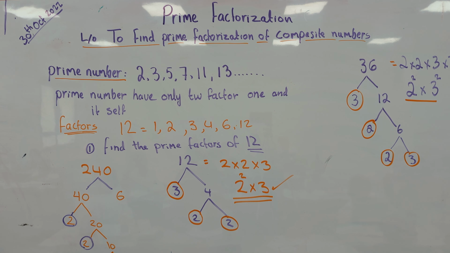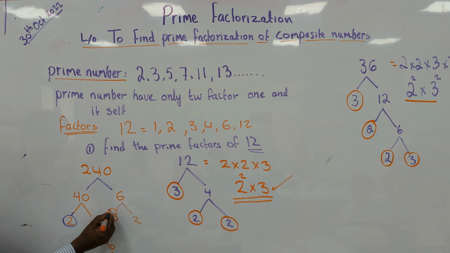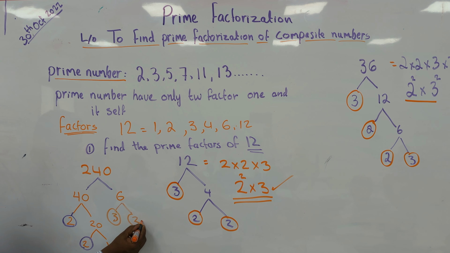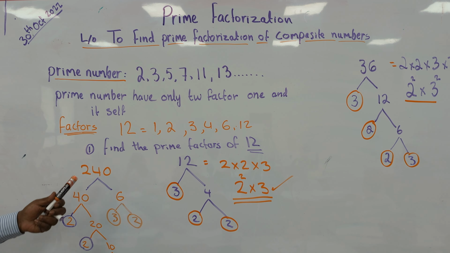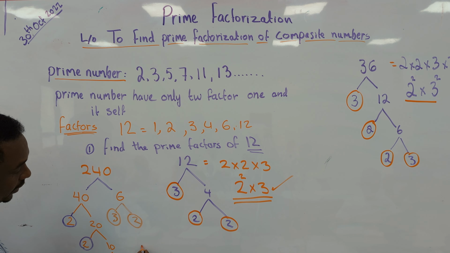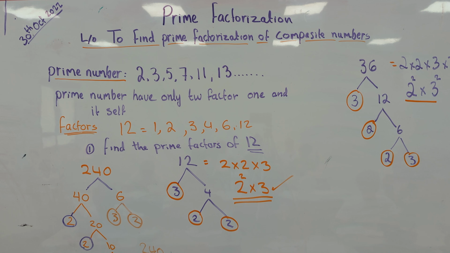3 times 2. Are they prime numbers? Yes. Right. So now all the numbers are prime numbers. We can line them up now. So the answer to 240, let's write it down.